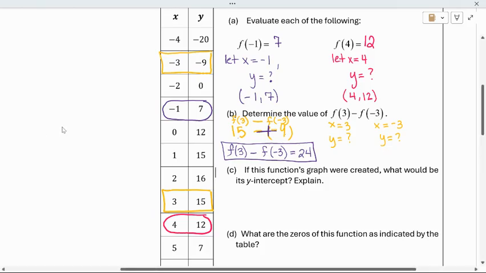If this function were created, like meaning if we graphed this function, what would be its y-intercept? And explain means how do you know? What do we know about the y-intercept? Look at your journal from yesterday. You know something specific about the y-intercept.